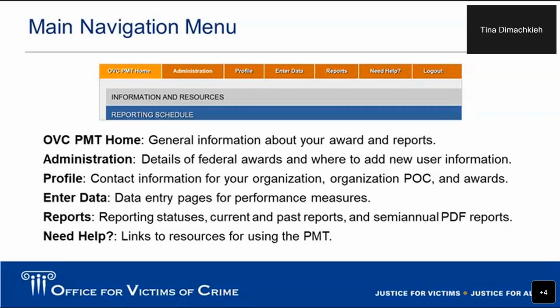Then we have the Need Help tab. The Need Help tab has a link to our resources on the OVC Performance Measures webpage and how to use the PMT. And it also has a set of rules that we have embedded into the system for when you are completing your data entry. And I will explain what those rules and validations look like and what that means.